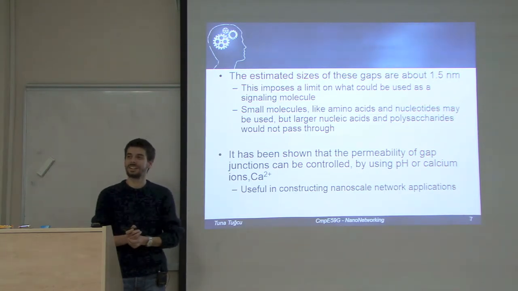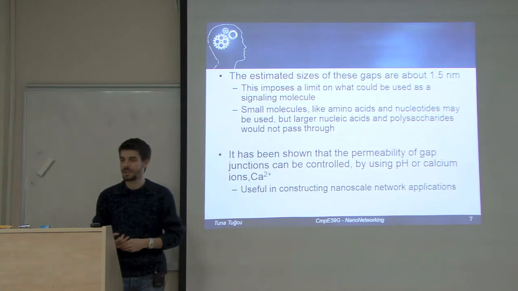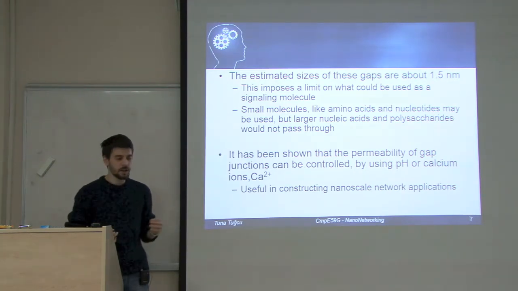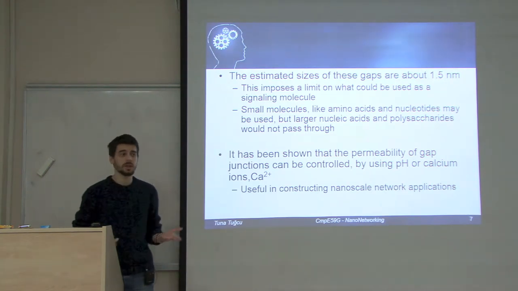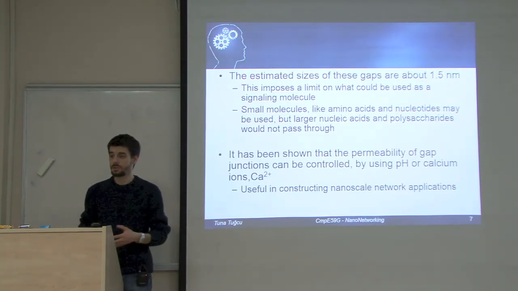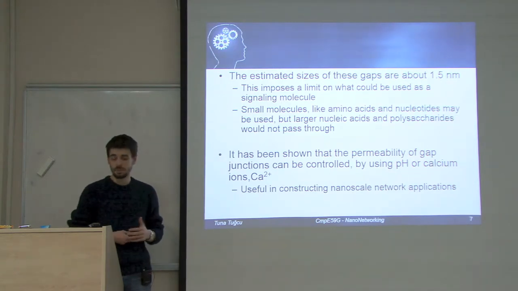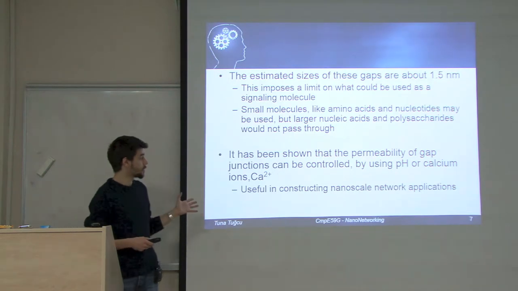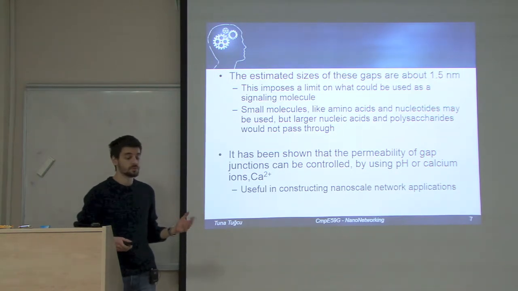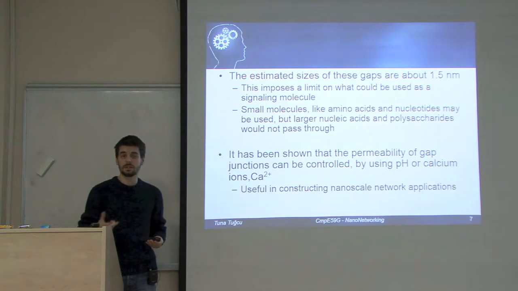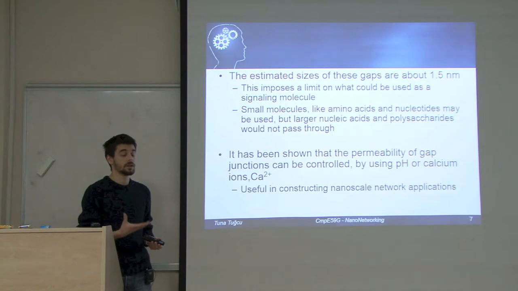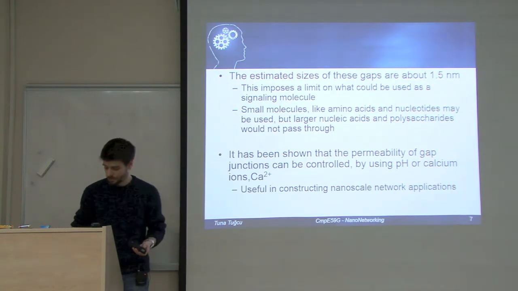The permeability, the rate of allowance, of these gap junctions is controllable by the cell. The cell controls these usually via the concentration of calcium ions, and this actually causes the pH to change, and the variation of the pH. It's also useful in constructing nanoscale network applications, as you can see. So if you tweak and adjust the level of permeability in a gap junction, you can adjust how much the information propagates through these cells.